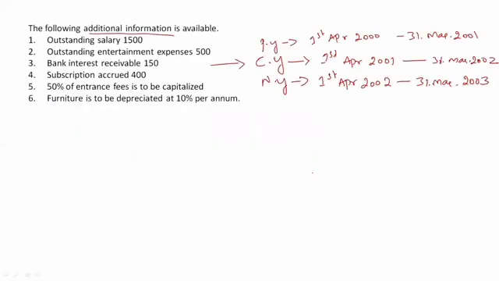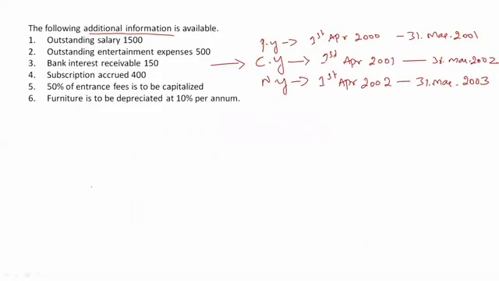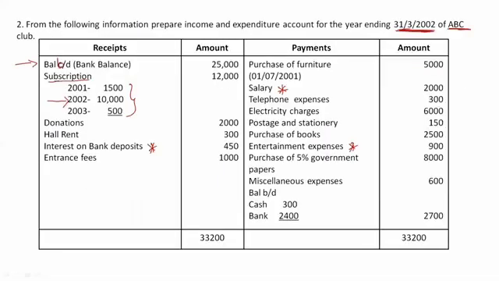Then bank interest is receivable. So again find out where bank interest is. Yes, we have it on the income side. Put a star mark. Then subscription accrued. Yes, we have an adjustment related to subscription as well. And remember, in most of the questions, subscription related adjustments will definitely be given.